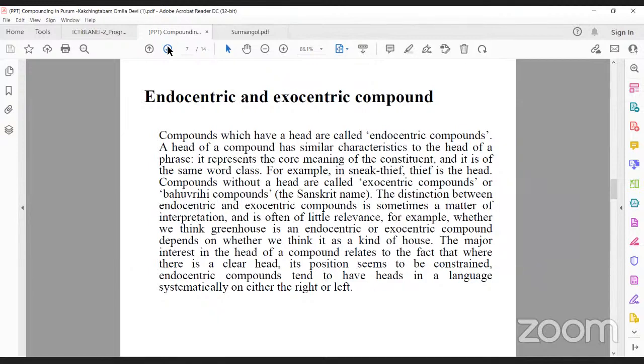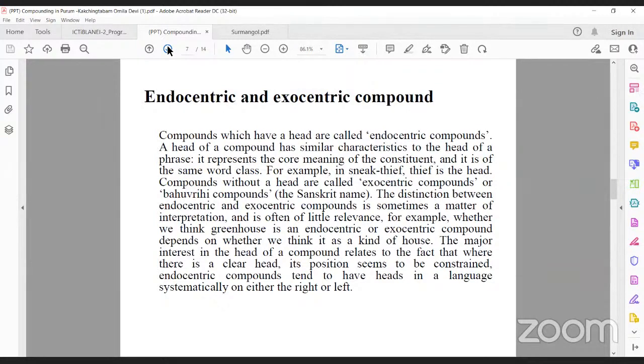Endocentric and exocentric compounds. Compounds which have a head are all endocentric compounds. A head of a compound has similar characteristics to the head of a phrase. It represents the core meaning of the constituent, and it is of the same word class. For example, in snake chief, chief is the head. Compounds without a head are called exocentric compounds or bahuvrihi compounds, the Sanskrit name.